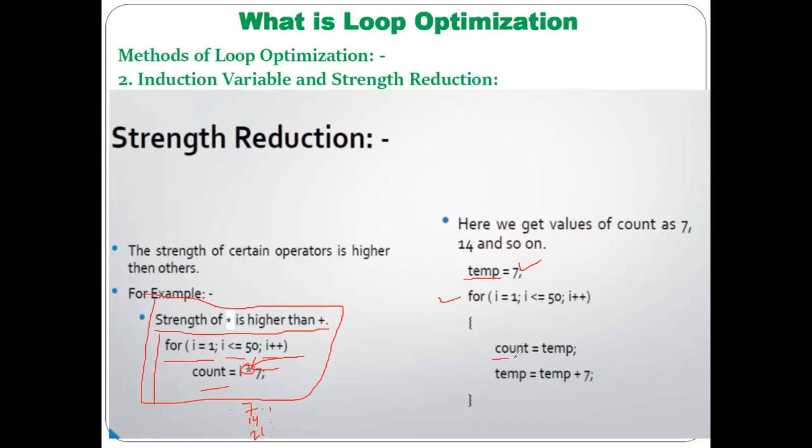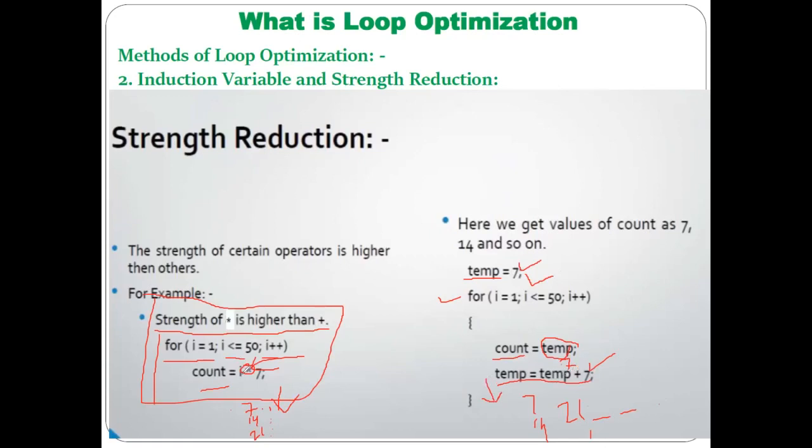We'll assign one more variable, count, and to that count we assign the variable temp. And what is the value of temp? 7. Next, temp equal to temp plus 7. What will be the result? Initially the value of temp is 7. Then after this, what will the value become? 14. After that, 21. Like this. What is the result that is coming because of this code? The same result you are getting because of this code also.